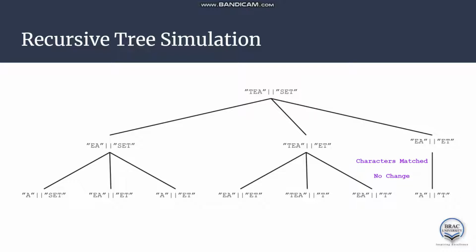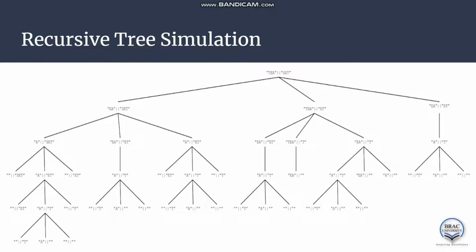Now from EA and ET, we see that the characters have matched. There is an E in both. So we don't do any operations for the characters and we are left with A and T. If we keep going, then we'll end up with a recursive tree just like this one.